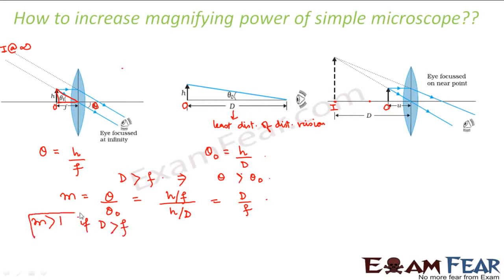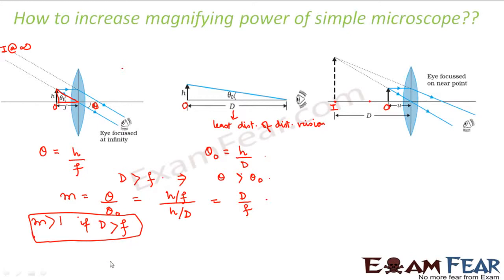So this is what we achieve. That means we can increase the magnification to greater than 1. That means the image will be larger in size than the object if capital D, that is the least distance of distinct vision, is greater than the focal length. Right? So that means the focal length has to be smaller, as well as we have to make the arrangement in such a way that the image is formed at the least distance of distinct vision.